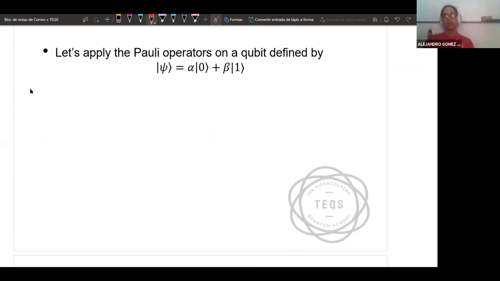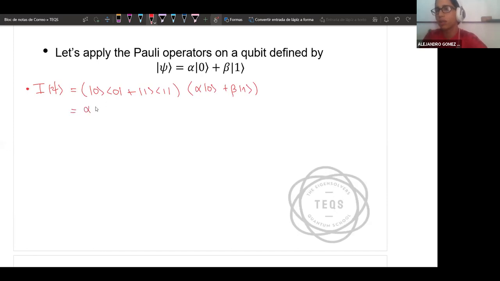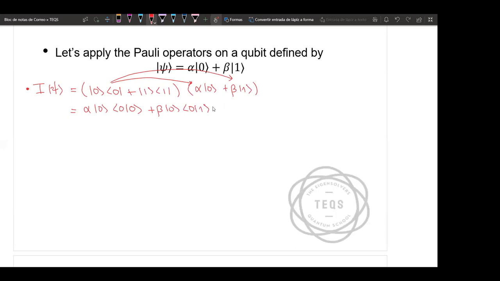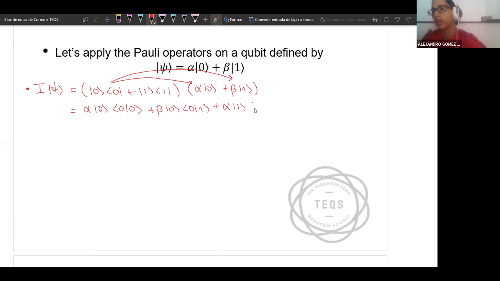Okay, so let's apply these operators to a qubit defined by this. For example, let's apply the identity to the state psi. So the identity was defined as this, 0, 0, 1, 1. We're going to apply it on the state psi, which is alpha 0 plus beta 1. So we can distribute it to get alpha 0, 0, we're just making this multiplication, and then this one. So we get beta 0, 0, 1, then plus alpha 1, 1, 0, plus beta 1.